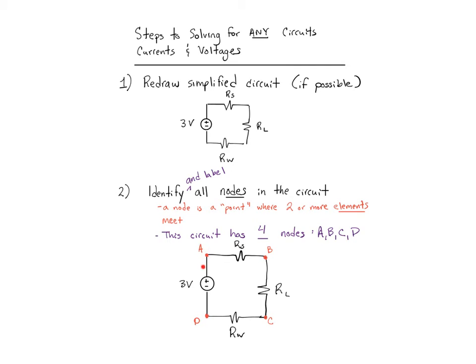Where A is kind of the point, it's really this whole section here, the wire and the point are the same thing, that joins the 3-volt voltage source element with the resistance RS. B likewise joins element RS to element RL, and so forth.